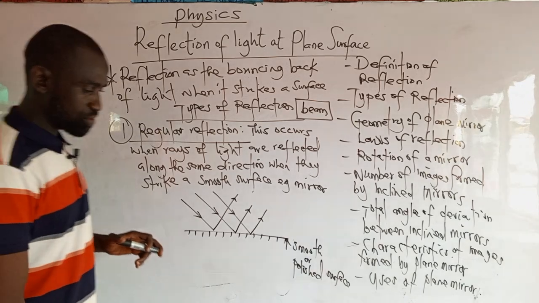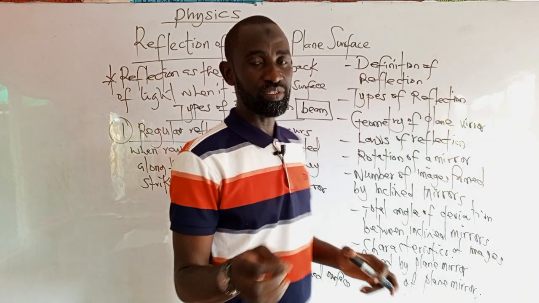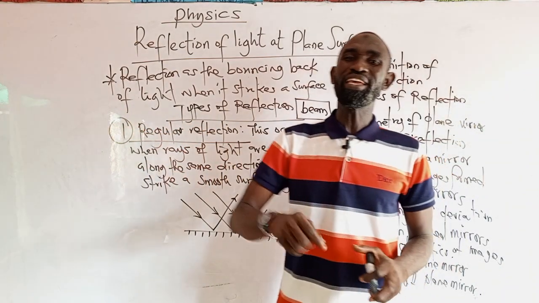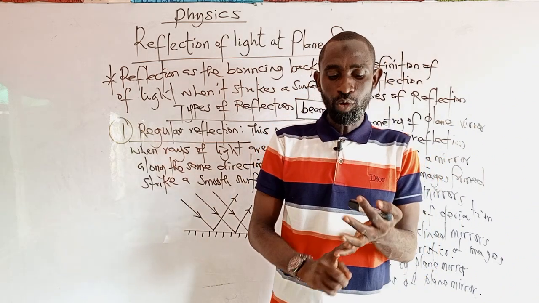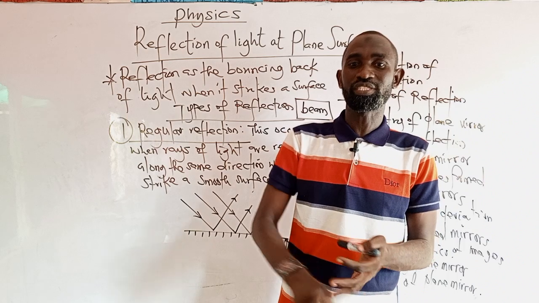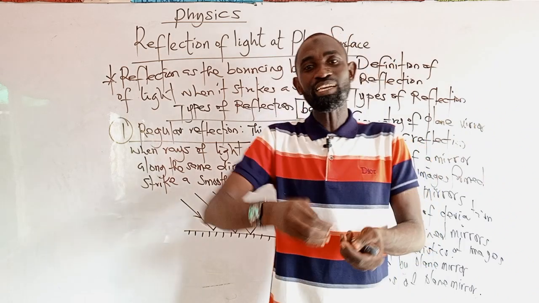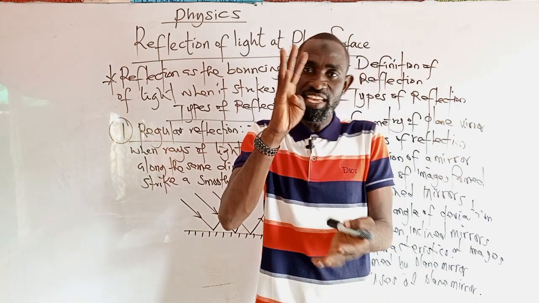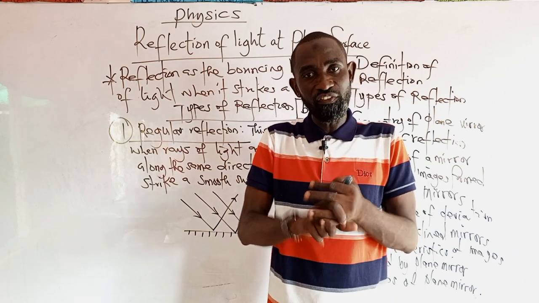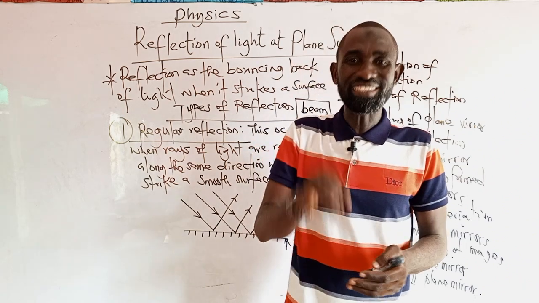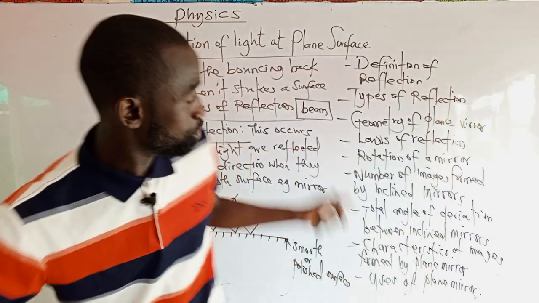So this is regular reflection. Then the second type of reflection is what we call irregular reflection. We can call it irregular, we can call it scattered, or we call it diffuse. So that second type of reflection has three names: irregular, diffused, or scattered reflection. Have you taken this one down?